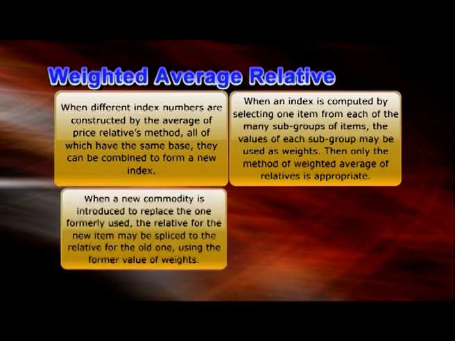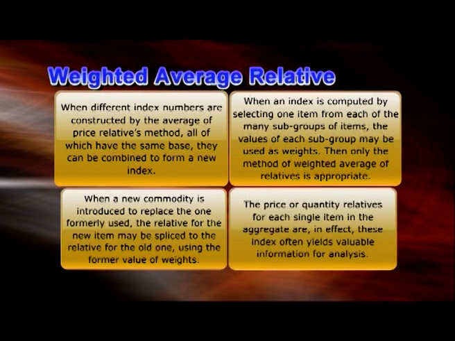When a new commodity is introduced to replace the one formerly used, the relative for the new item may be spliced to the relative for the old one, using the former value of weights. The price or quantity relatives for each single item in the aggregate are in effect. These indices often yield valuable information for analysis.